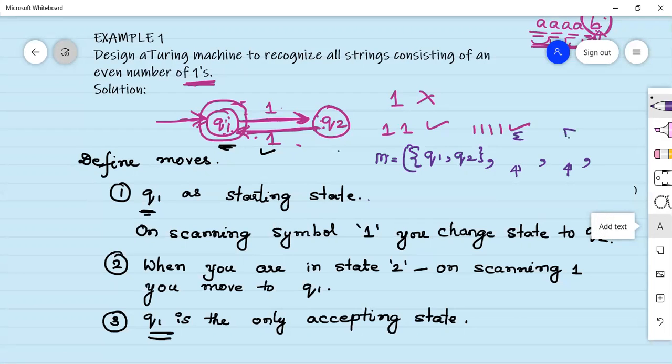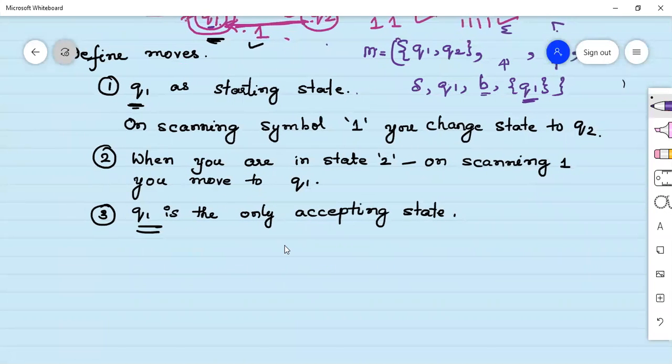We'll write it later. But whatever we know, delta I'm going to design, and we are sure that the starting state is Q1, right? And B always remains as a blank. Which symbol do I use to represent a blank? I'm going to use B itself. And what is the set of final states? In this case, the final state is the same as the initial state. All right, after keeping this, let us continue designing. We'll come back and fill that later.